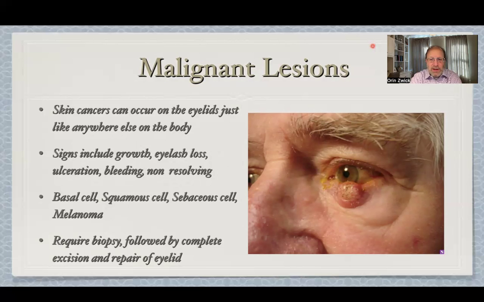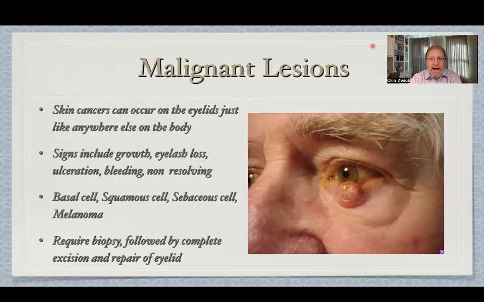This one in the picture is a large, obvious malignant lesion. It is what's called a keratoacanthoma, which is a subtype of a squamous cell carcinoma. Signs of growth, eyelash loss is a huge one. Ulceration, bleeding, or just lesions that don't go away should raise a red flag and have these evaluated further.